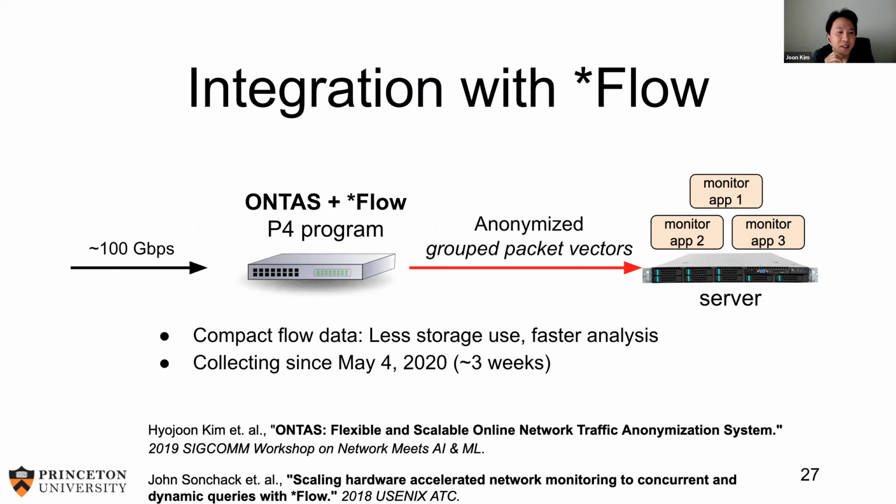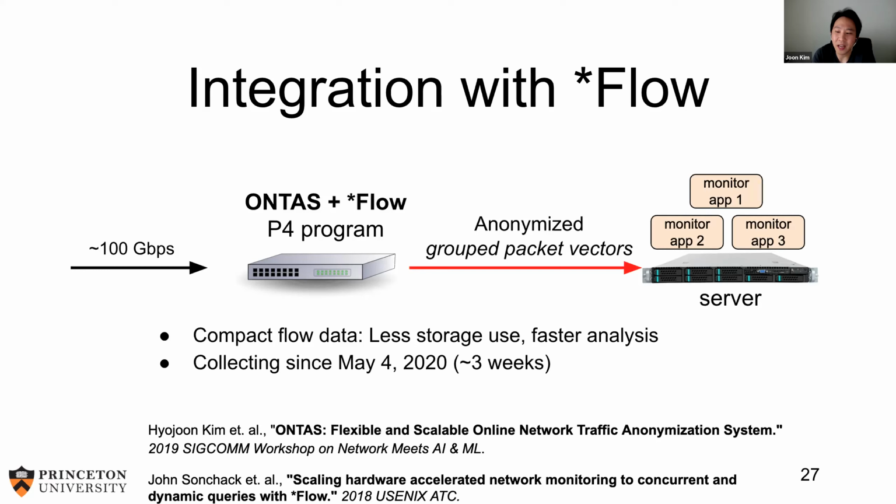Recently, we integrated this program with something called Starflow, which is work from John Sonchak, who's a postdoc at Princeton right now. He has a great paper on this. OnTask will anonymize the packet, but it's still a packet stream, so if you capture it as a PCAP file, even though the payload may be removed, it's large. What Starflow gives us is grouped packet vectors instead of a packet stream. That is compact flow data, which uses less storage, but also enables faster analysis.